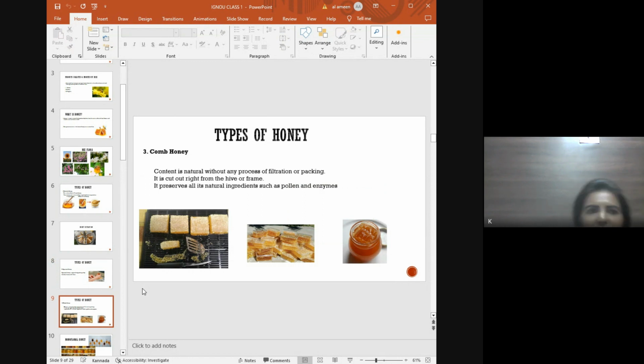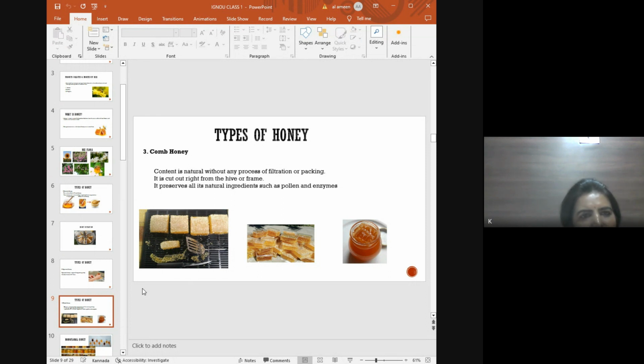And the other one is comb honey. Maybe all of you, if you've tried having the whole comb, eating the whole comb and spitting the wax out, you know how yummy, how tasty it is. That is comb honey. The honeycomb is just taken out and cut into small pieces. You can see in the photograph.